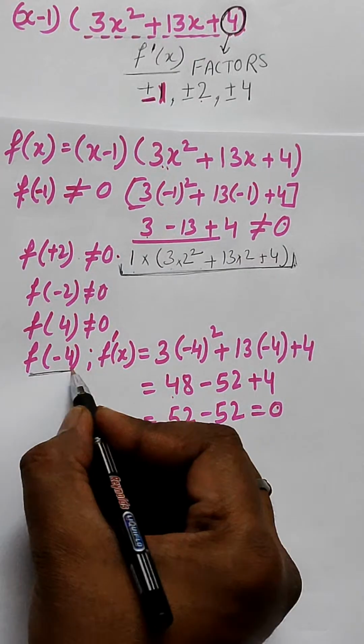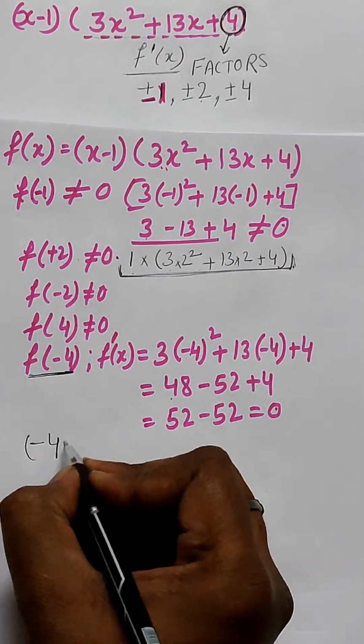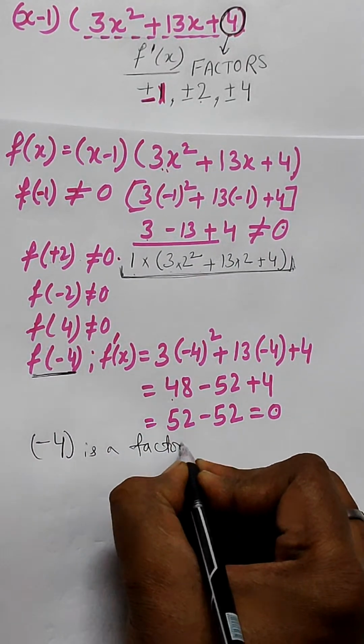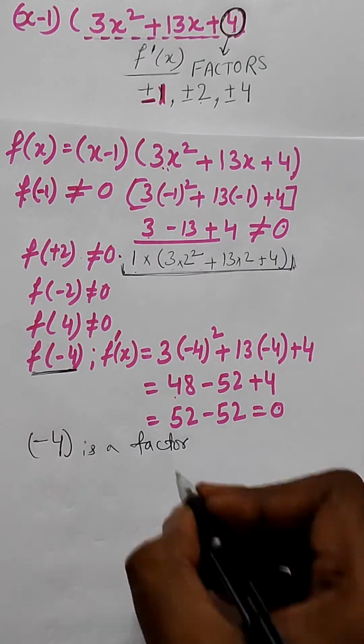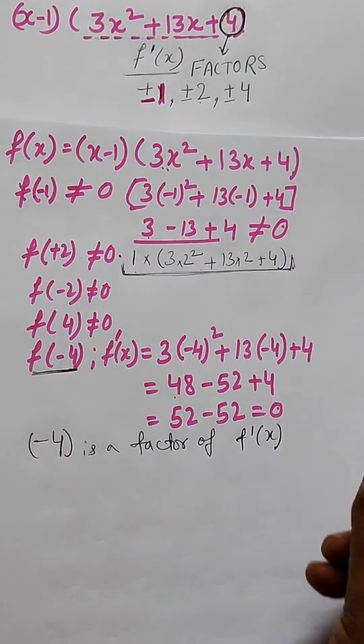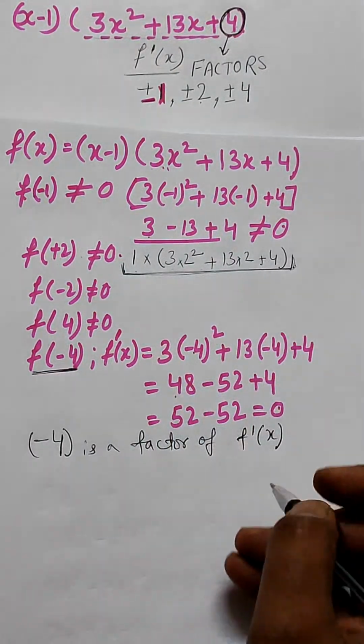Minus 4 is a factor of f dot x. And what is f dot x? 3x square plus 13x plus 4.